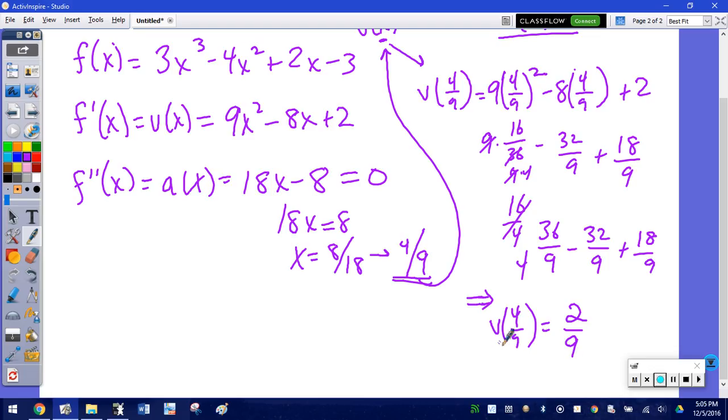Well, velocity is measured in distance per time. Our distance here is feet. Our time here is in seconds.